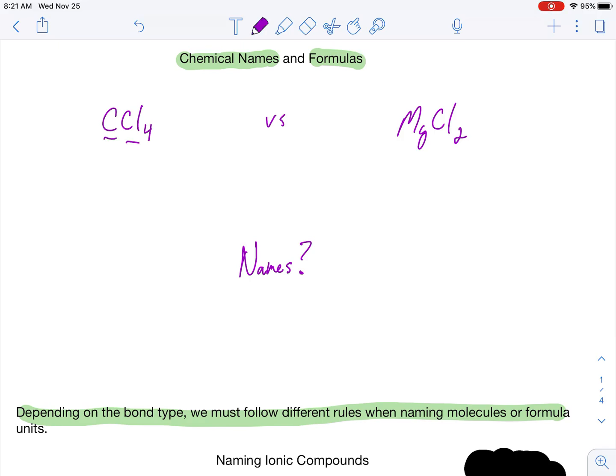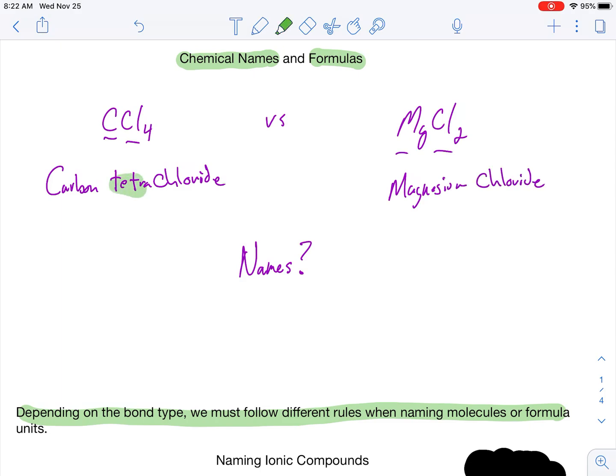For example, because this is covalent, this is called carbon tetrachloride. On this other side, I have a metal and a non-metal. This is ionic. This is magnesium chloride. You might notice a major difference: this tetra is in here for carbon tetrachloride. That tetra stands for 4. That lets us know how many chlorines I actually have.